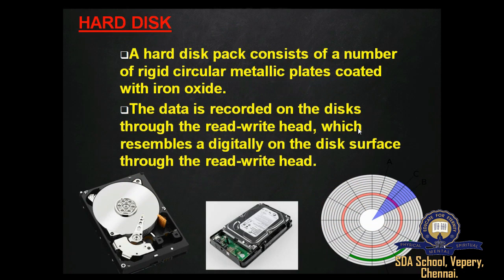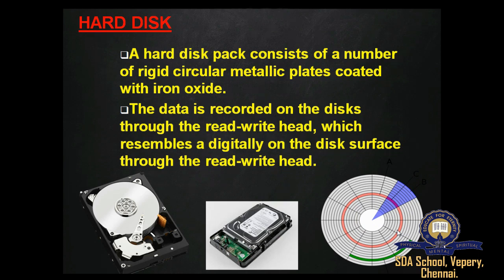Now we are going to see about hard disk. A hard disk pack consists of a number of rigid circular metallic plates coated with iron oxide. The data is recorded on the disk through the read-write head. A hard disk pack contains the rigid circular plates, and the disk surface contains circular parts called tracks. Each track is further divided into sectors, and they form clusters when combined.